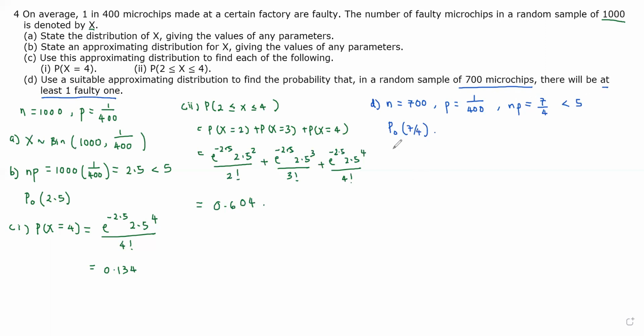And we want to find the probability that there is at least one faulty microchip. So we find the probability that x is greater than or equal to 1. Well, x from 1 to 700, we are not doing that. Use the complement rule. That is 1 minus probability x equals 0. So we have 1 minus e to the negative 7 over 4, 7 over 4 to the 0 over 0 factorial. Take note that 0 factorial is always 1. And this results in 0.826.